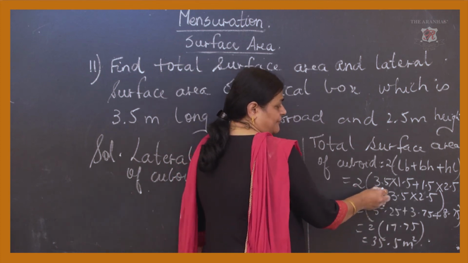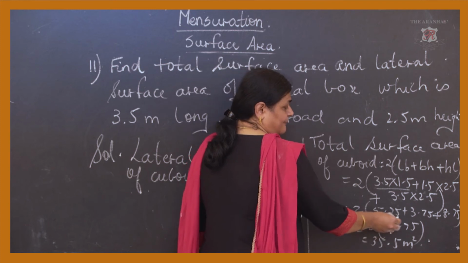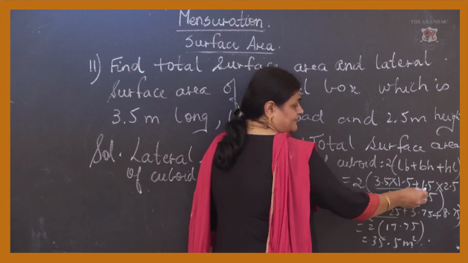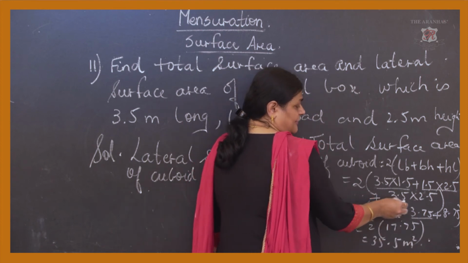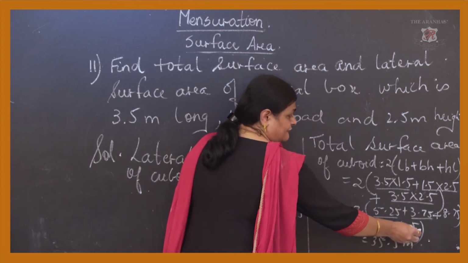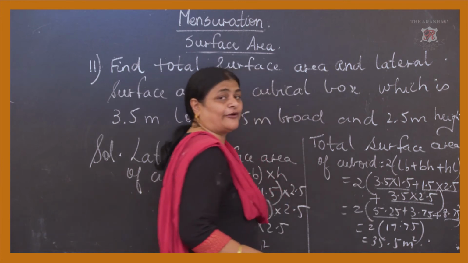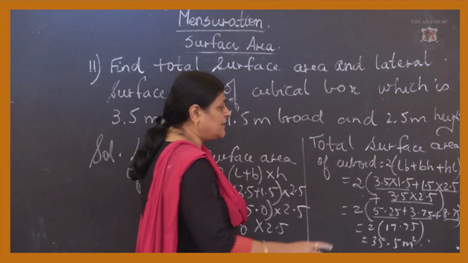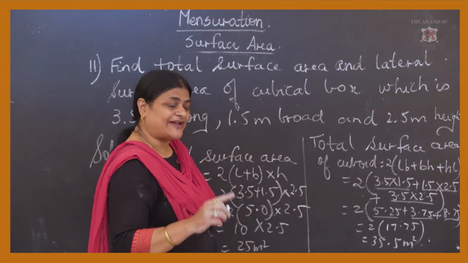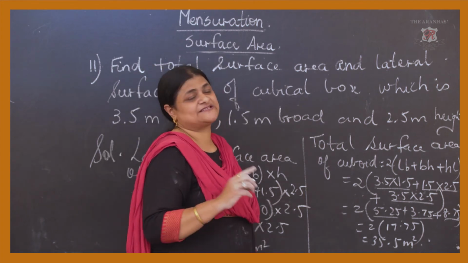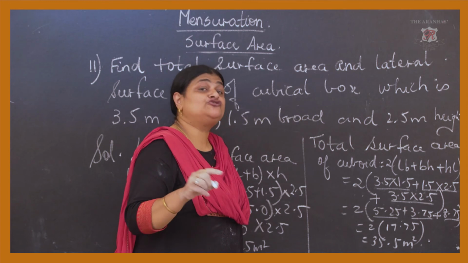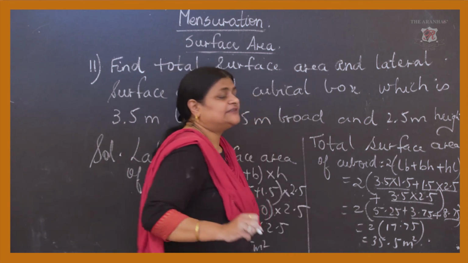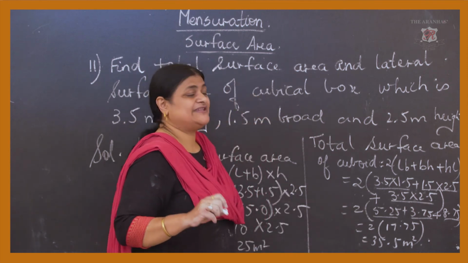So here 3.5 into 1.5 gives 5.25. Now plus 1.5 into 2.5 gives 3.75, and 3.5 into 2.5 will give you nothing else but 8.75. So here you are adding everything, that is 5.25 plus 3.75 plus 8.75, which gives you 17.75 into 2. That will be 35.5 meter square.